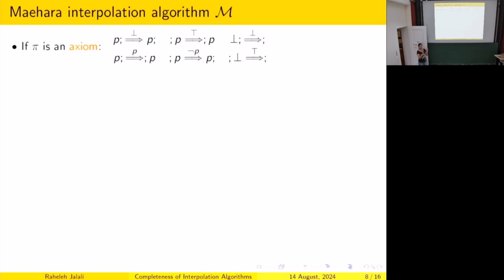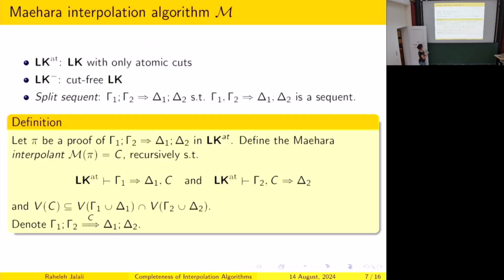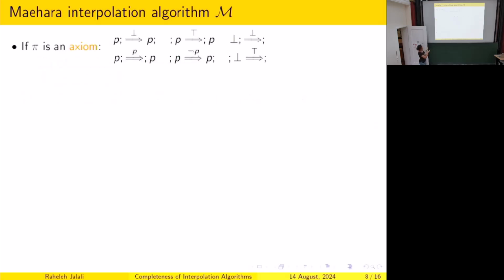And the variable condition is also easy to check. For instance, here, the interpolant must not have any variable. Why? Because it should be in the intersection of the left-hand side of the semicolon and the right-hand side. And you can see that the right-hand side is empty, so it should be empty. So this is how I define it for axiom.